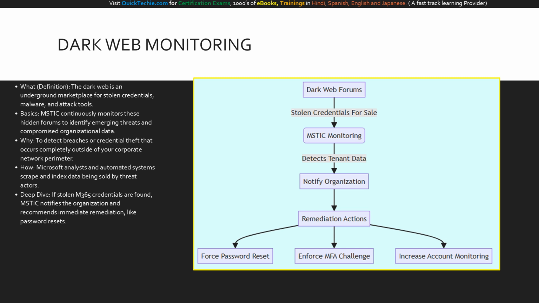This flows directly into remediation actions, empowering your administrators to instantly force a password reset, enforce an MFA challenge, and increase monitoring on the compromised account. This stops a potential breach before the attacker even attempts to log in.